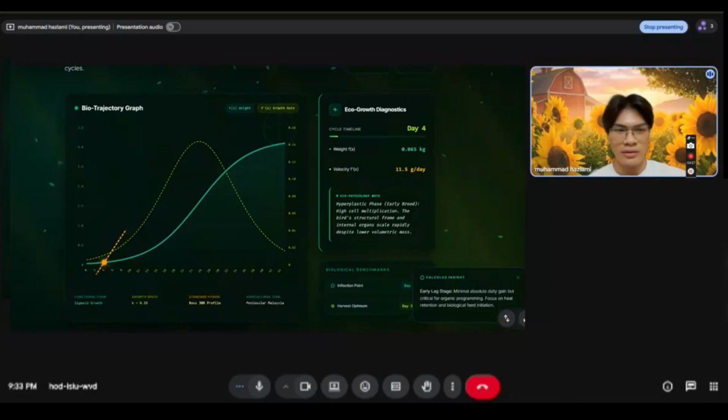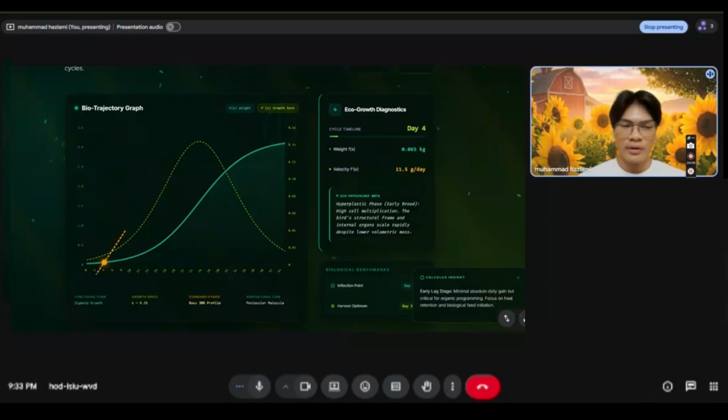At this early growth stage, as you can see, everything is so low, which means the chicken is still young, body weight is low, and the derivative value is small, which translates into the chicken is still adapting and developing basic body structures.